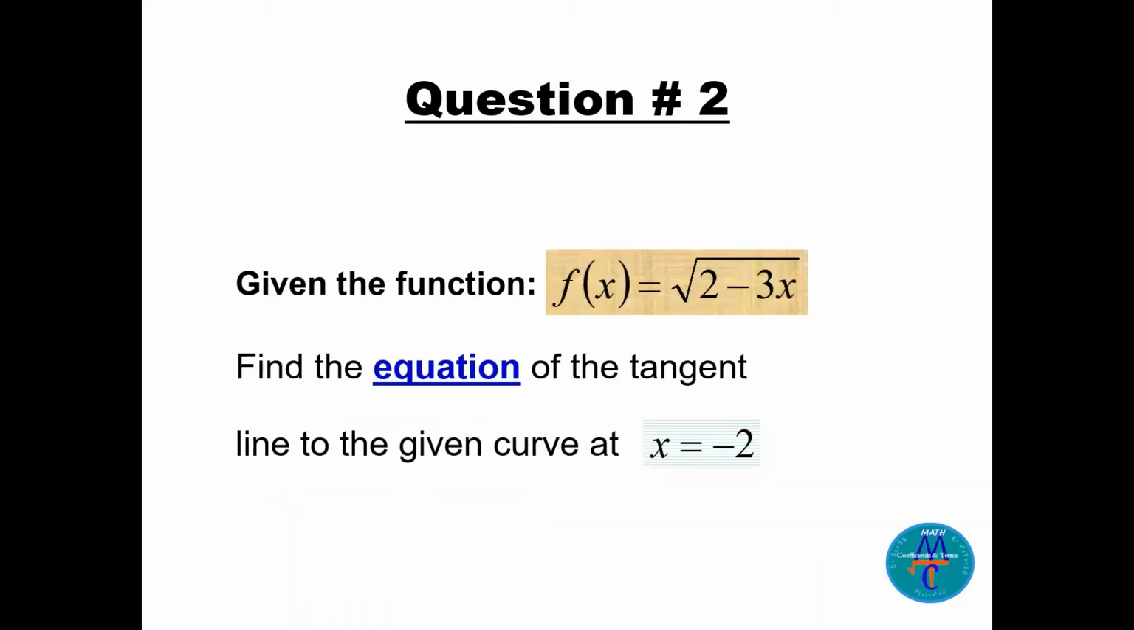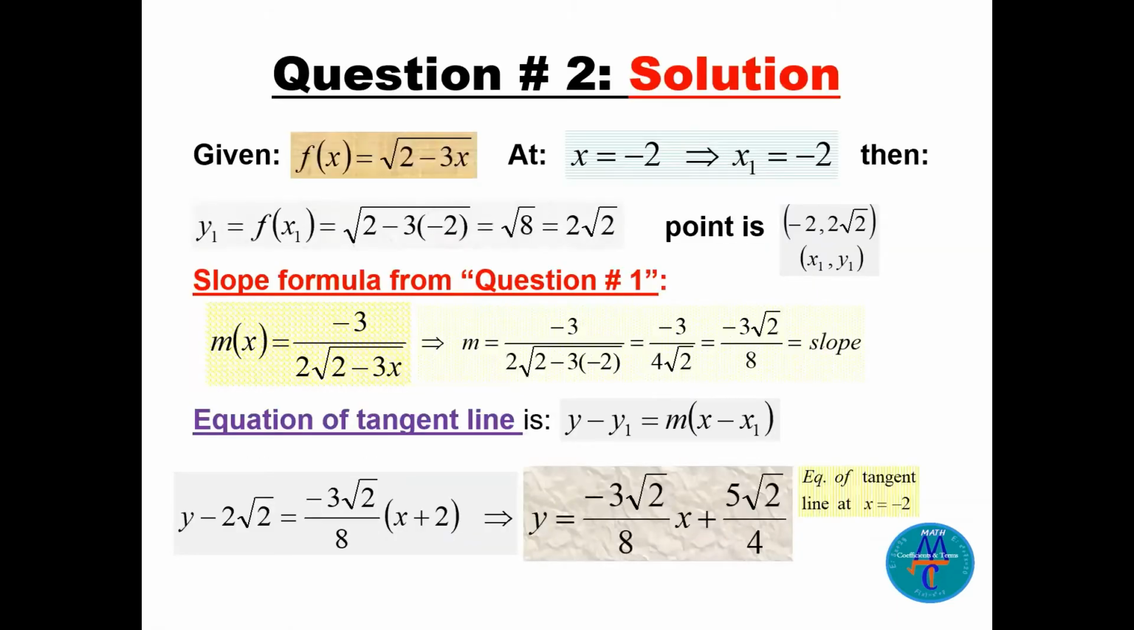Now here we have a nice question. Given the same function as in question number 1, find the equation of the tangent line to the given curve at x equals minus 2. To find the equation of the tangent line, what do we need? We need the slope. To find the slope, we need the slope predictor function or the slope predictor formula.